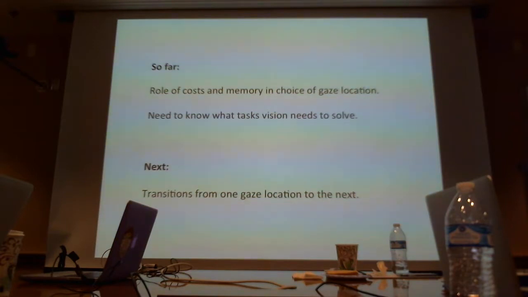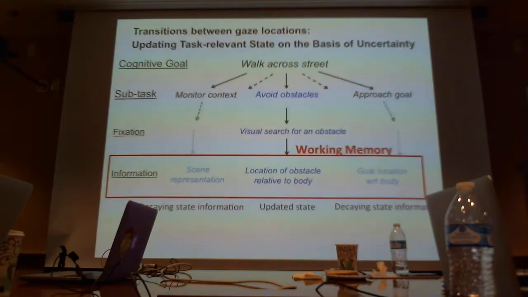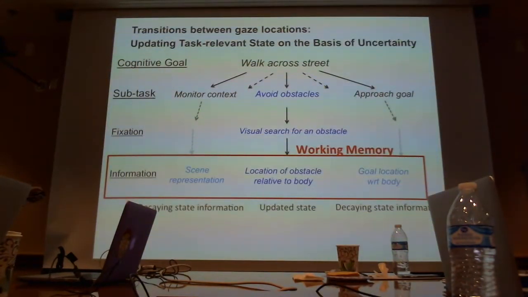I want to just focus now on the transitions from one gaze location to the next. This is one way of conceptualizing the behavior of walking, like walking across the street. You have to do these little subtasks, and we don't know what they are. But let's assume there's some set of things you need to do that depend on the context. You need to avoid obstacles, so at some point you have to do visual searches for obstacles and find where they are relative to the body. You also need to know where you are in the environment, how far across the road you are. This sort of visual data is being stored in working memory.